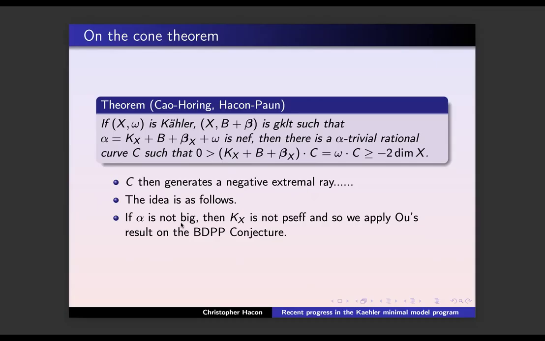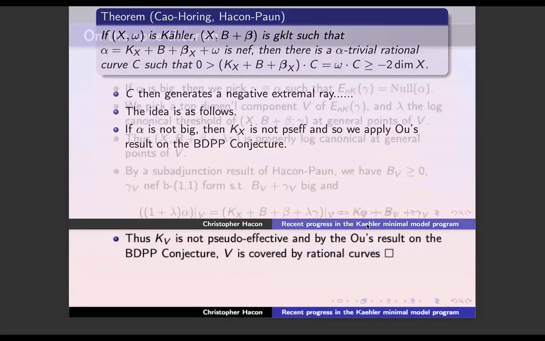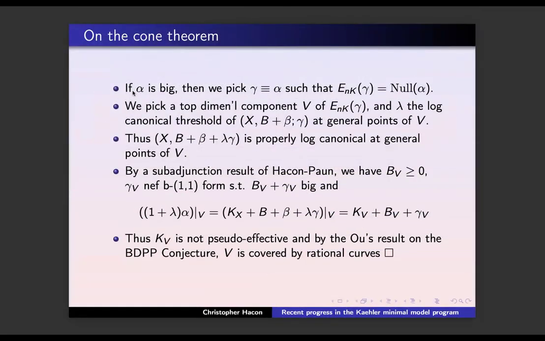Okay, so again, I'm going to be worrying about the big case, but note that if alpha is not big, then this immediately implies that K_X is not pseudo-effective, and so one can prove this kind of result just by applying Wen-Hao's result on the BDP conjecture.